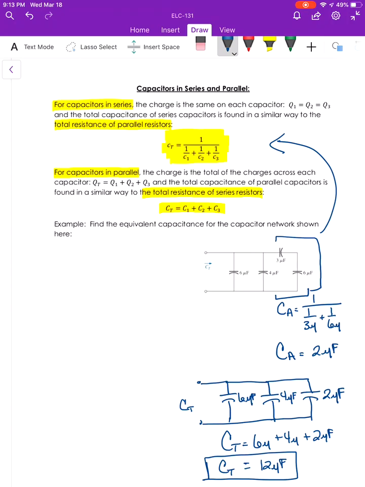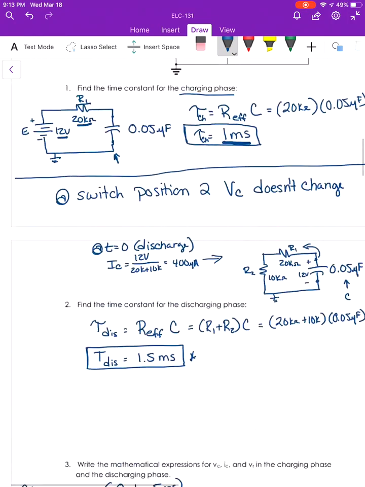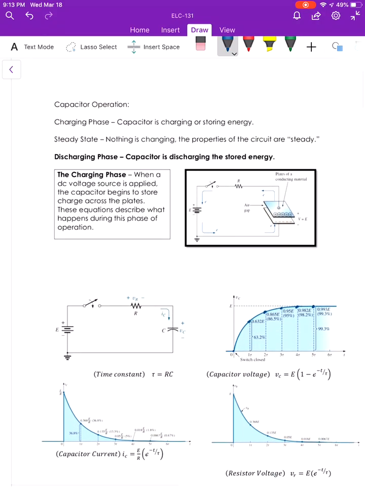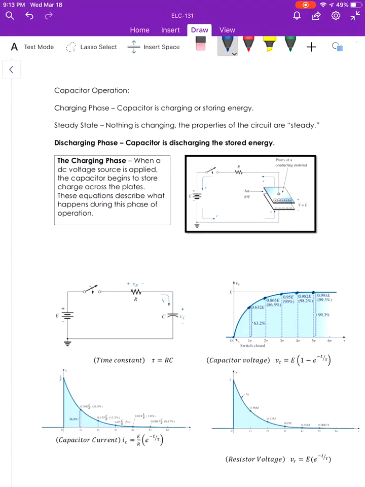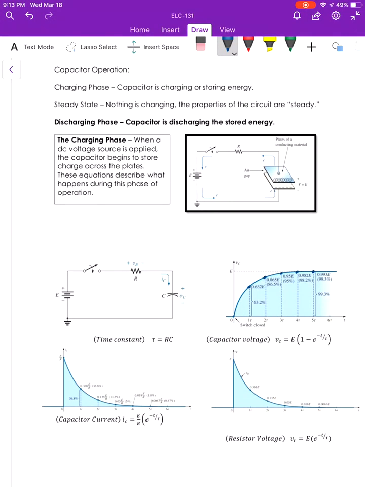So this concludes the video on the discharging phase of the capacitor circuit and how to combine capacitors. Watch the previous videos if you need to review the charging phase, and we will work more on steady state next time.